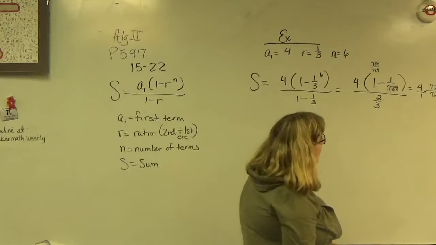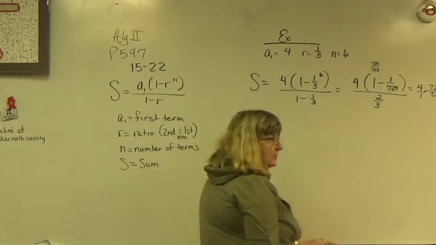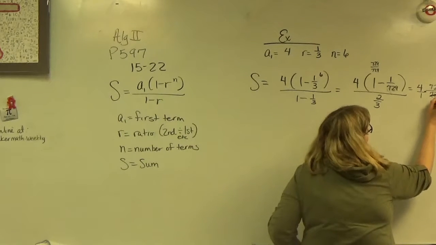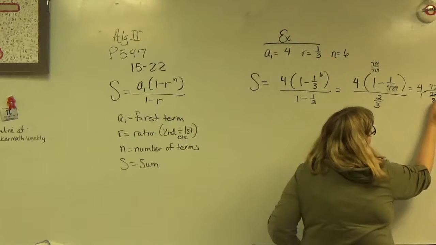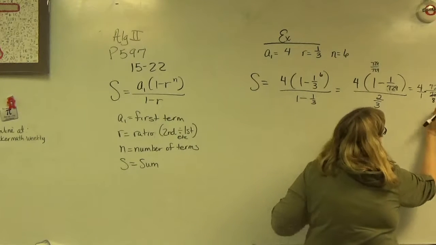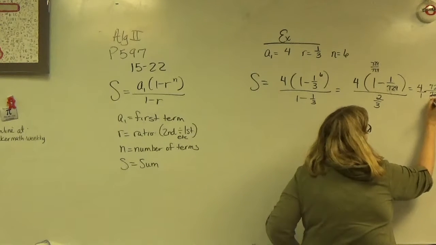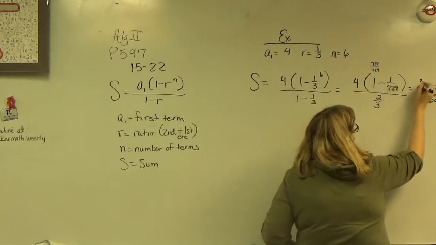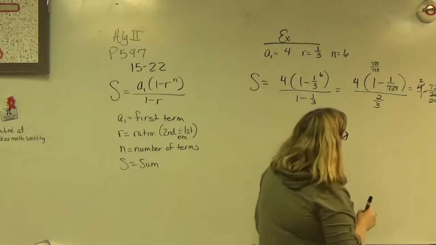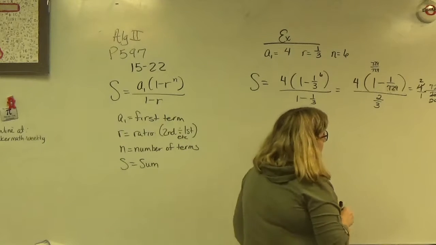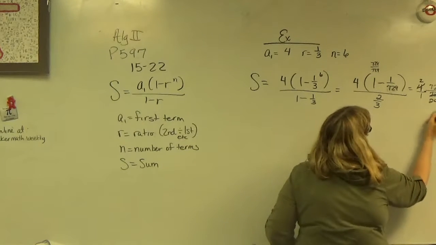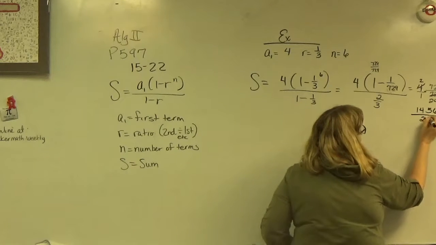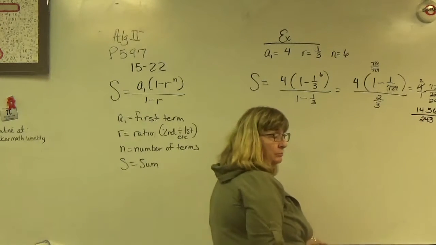Okay, now, what can we cross cancel there to make things nicer? I know 3 goes into 729, what, 243. Yeah, 243. Okay, and 2 goes into 4 2 times. So I think that's it. So what's 728 times 2? 1456. Yes. Over 243.